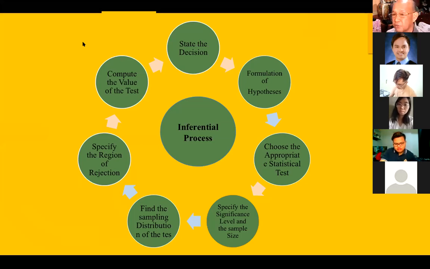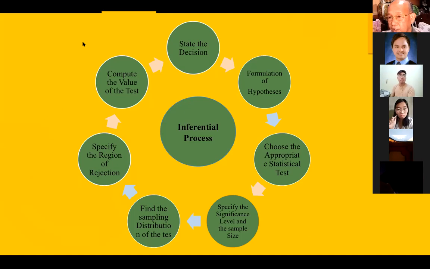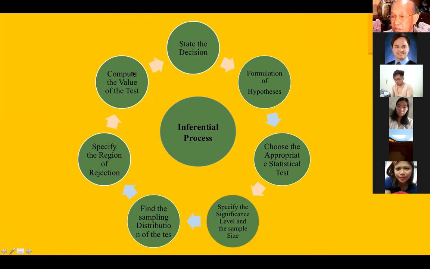Finally, the last step is state the decision. There are two decision rules that you will use in making statistical decisions. Rule one is when you are using computed and critical values in your data analysis. The rule says when the computed value is greater than the critical value, the decision is to reject the null hypothesis in favor of the alternative or the research hypothesis.